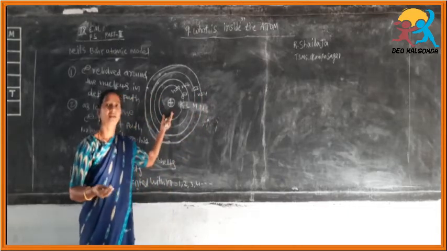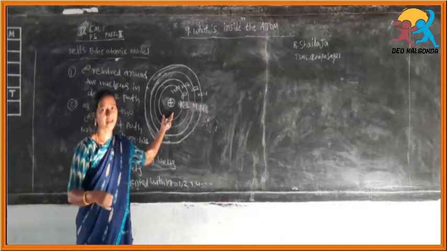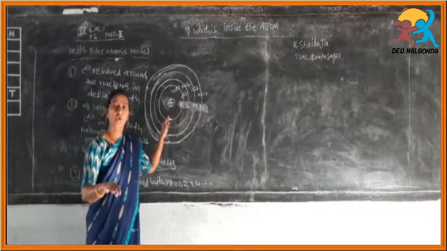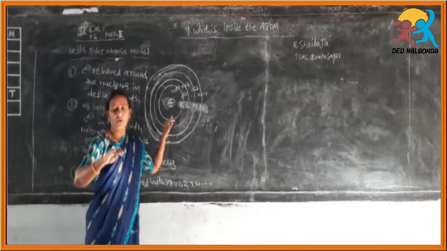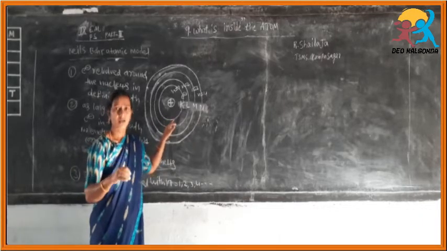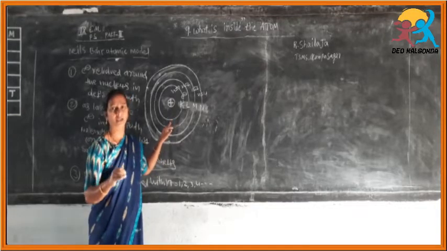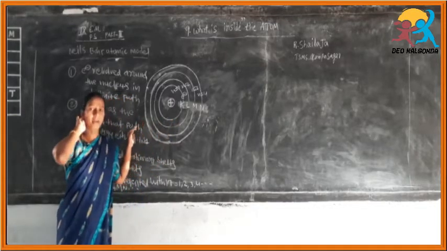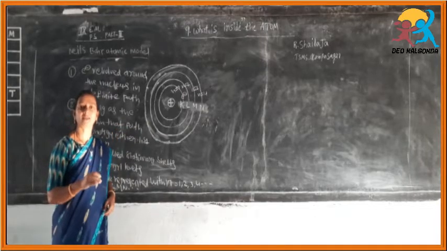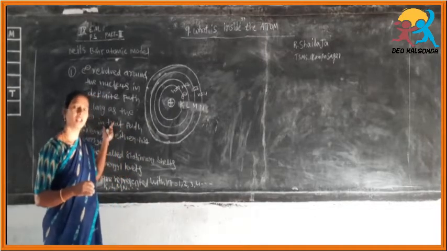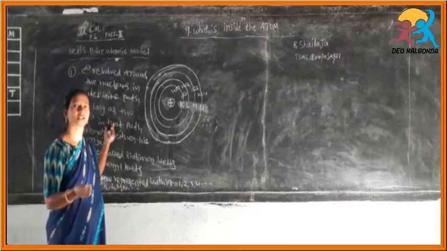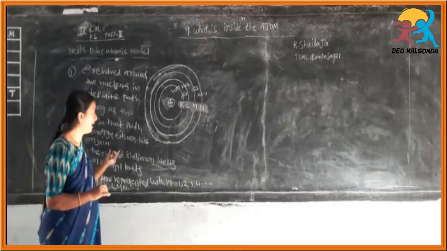So Rutherford's drawback is overcome. In Rutherford's model, there are no shells; only electrons revolve around the protons without any fixed path. But in Niels Bohr's atomic model, Bohr proposed that electrons revolve in certain definite paths. As long as an electron is in that path, no energy is either lost or gained. So that's why we get energy levels.